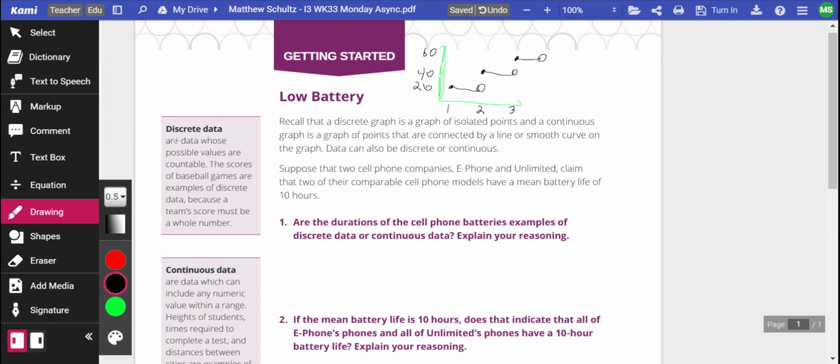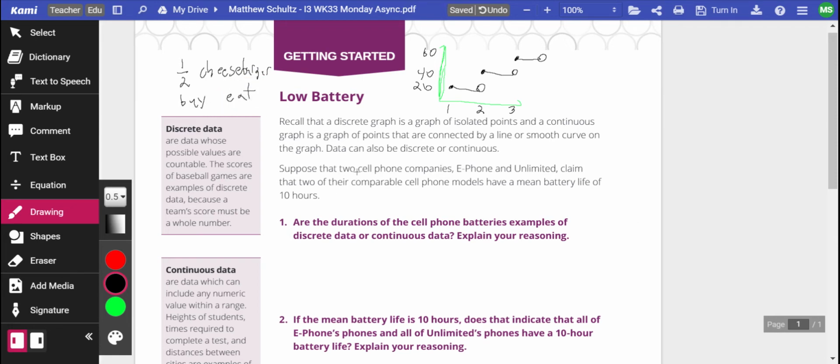So discrete data are data whose possible values are countable. The scores of baseball games are examples of discrete data because a team's score must be a whole number. A big part of this is understanding, like, can you buy half a cheeseburger? No. Can you eat half a cheeseburger? Yes. So there's going to be certain times where you could buy fractions or you could eat fractions, it all depends.